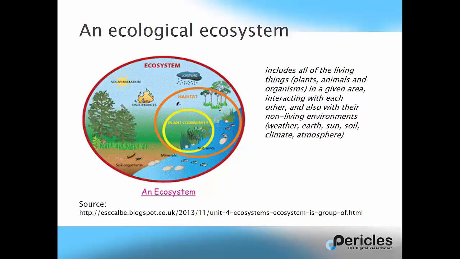The notion of ecosystem was borrowed from the concept of an ecological ecosystem, which includes all of the living things, plants, animals and organisms in a given area, interacting with each other and also with their non-living environments, such as weather, earth, sun, soil, climate and atmosphere.